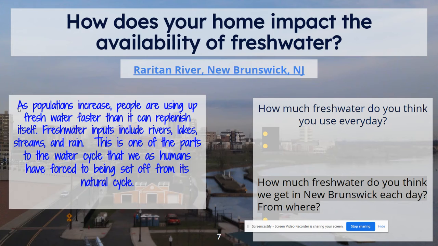As populations increase, people are using up fresh water faster than it can be replenished. Freshwater inputs include rivers, lakes, streams, and rain. This is one of the parts of the water cycle that we as humans have forced off from its natural cycle. So we are using more fresh water than what's available.